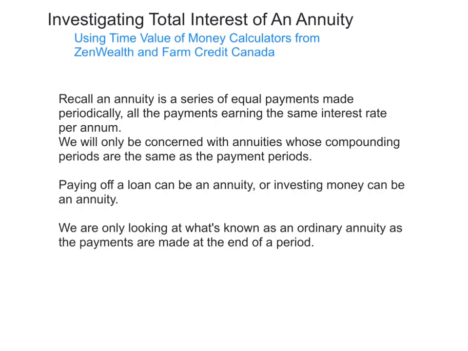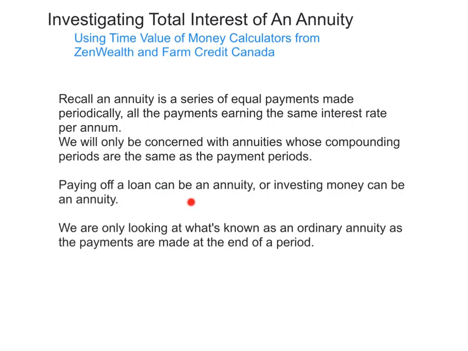Okay, so an annuity is a series of equal payments which have to be made periodically. All the payments are always earning the same interest rate per annum. We're only going to be concerned with annuities whose compounding periods are the same as the payment periods. It is possible to have different ones, but we're not going to be concerned with that.